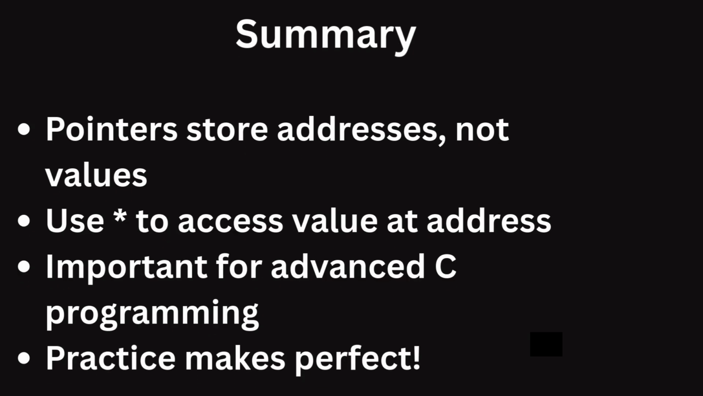So let's move on to the last slide of this video and recap what we have learned in this whole video. First, pointers store addresses, not values. That means pointers don't store actual values like regular variables. They store the memory address of other variables. Second is the use of the star symbol to access the value at an address. It is used to access or change the value at the address a pointer is pointing to. We use the dereference operator, that is the asterisk symbol.